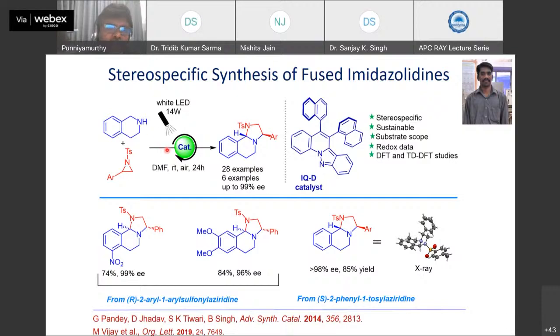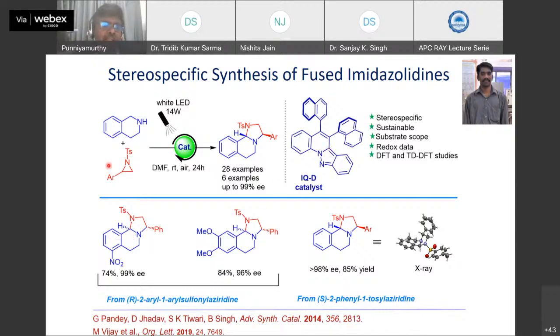Once we have the 1,2-diamine, in the presence of light and this organophotocatalyst, it can undergo cyclization to give this fused imidazoline as the product. This has been developed by our group. If you look at the paper, this is more efficient compared to the commercially available ruthenium and iridium-based transition metal catalysts or the dyes. It works very well for this system.